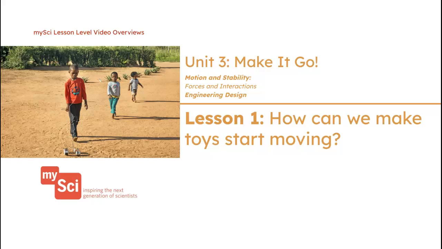Welcome to Lesson 1 in Unit 3, Make It Go. In this lesson, students will work to answer the question, how can we make toys start moving? In this lesson, students are introduced to a Galimoto, a toy fashioned out of recycled materials and wire, as a way to frame the unit.